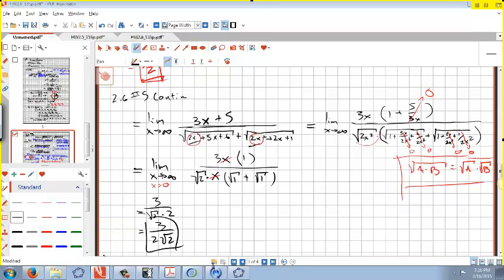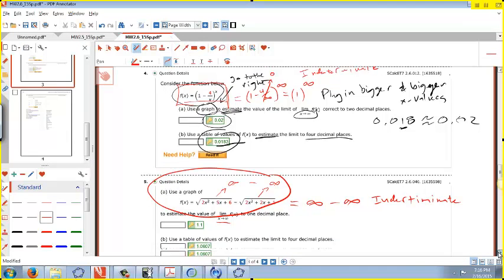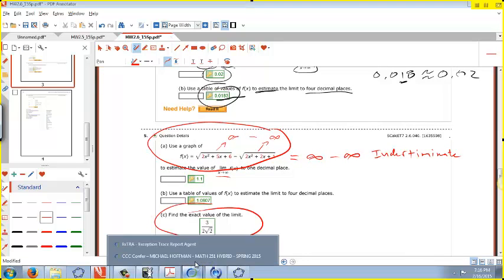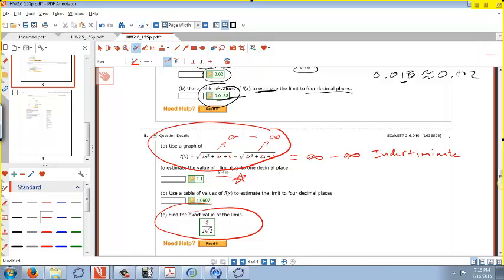Let's see what my answer sheet says. Okay. So this is the exact value of the limit. Yes. That's right. Okay. Good. And you can estimate these using a calculator just like we were doing before.